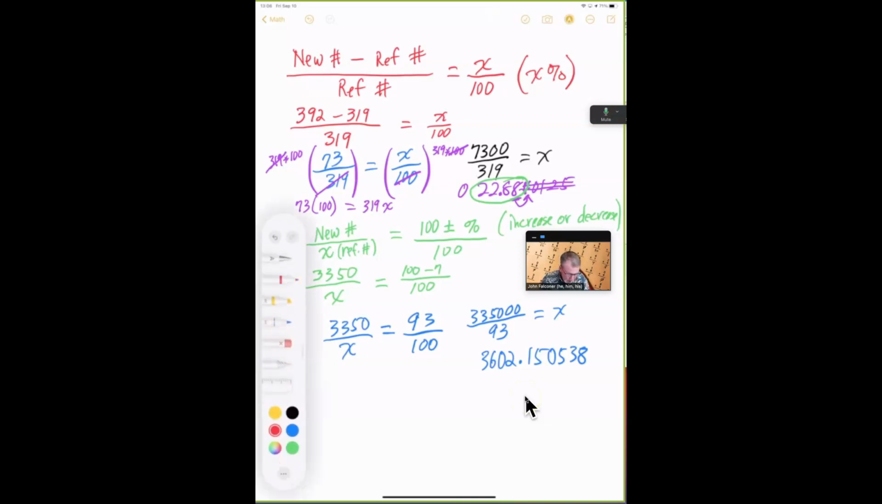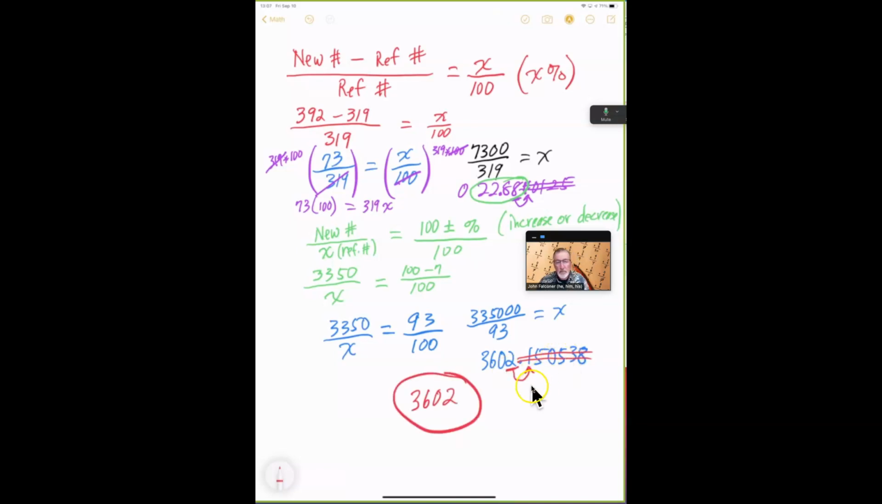And we follow the rounding rule, right? We go to the ones column. We look at the number on the immediate right. And if that is 5 or more, we increment this by 1. If it's not, then we don't change it and all these other numbers just fall away. So our final answer is 3,602. So that's what the attendance was the previous time, so last year.